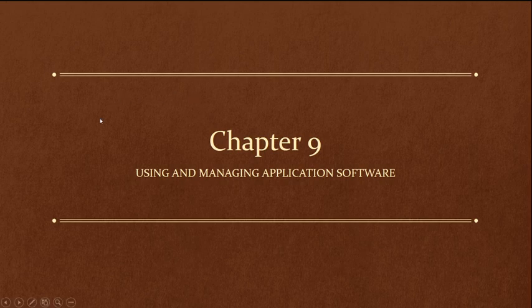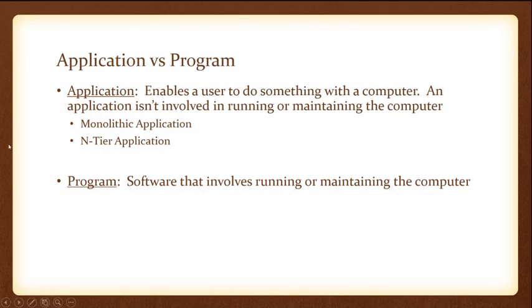The first thing I want to talk about before we get into how to use and manage application software is making sure we know the difference between an application and a program. Now, an application, or an app, as we say sometimes in a shorter version, enables a user to do something with the computer. An application isn't involved in running or maintaining the computer. So honestly, you can get rid of all applications and a computer is still going to run and maintain itself great. But the applications are really the reason why we're using the computer. So these are things that allow us to do something with the computer.